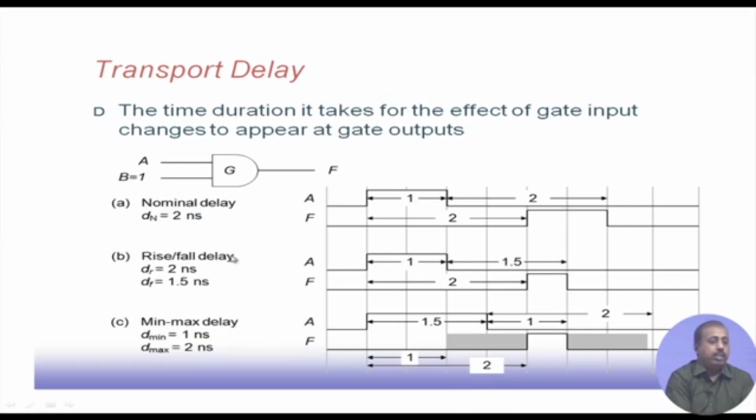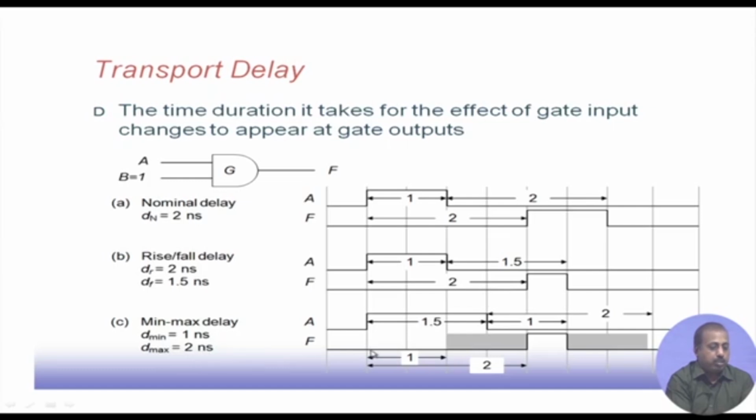This can happen because of the logic families that we have. As a result, the rising delay and falling delay may be different; they need not always be the same. Also, there is another type of delay model which is known as min max delay. In min max delay, a range of time is specified: d min is 1 nanosecond and d max is 2 nanoseconds.